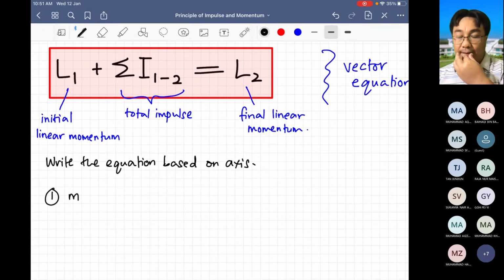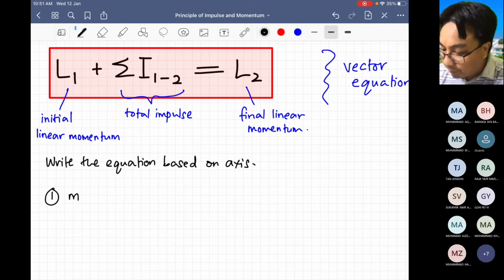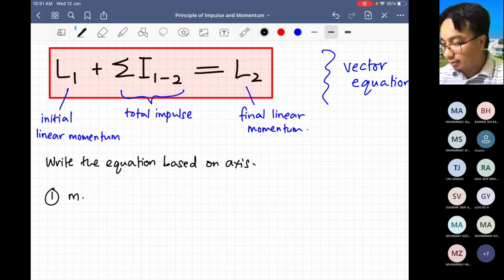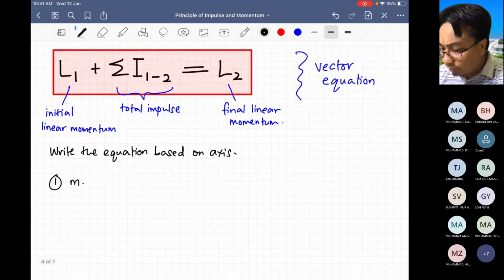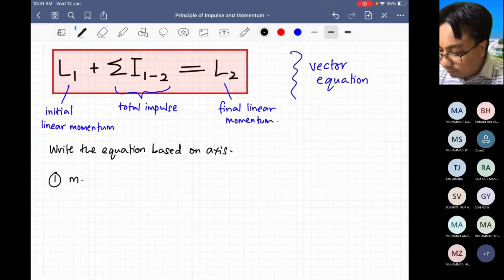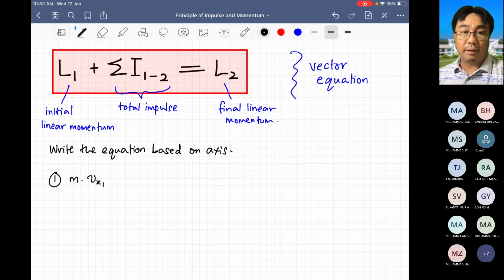Mass dia tak ada direction. Mass is not a vector quantity. Mass ialah a scalar quantity. So mass tak ada apa-apa. Darab dengan velocity. Velocity must be in x-axis lah. So sebab kita nak tulis ni in x-axis. So what we write is m times vx1. Okay, vx1 sebab dia L1 initial.